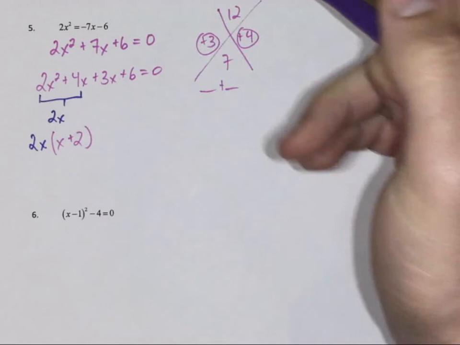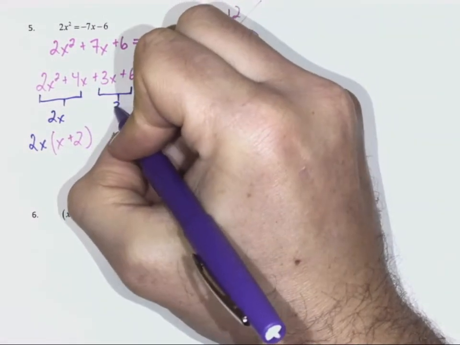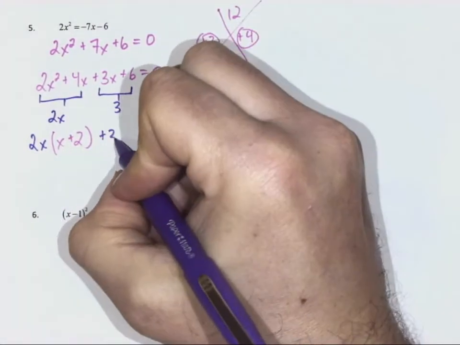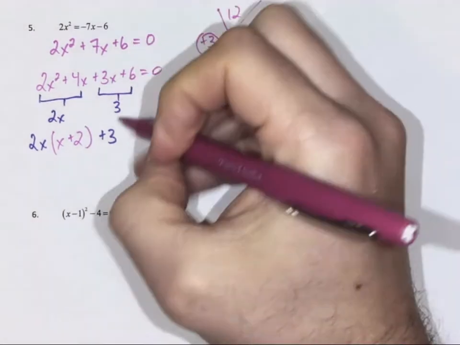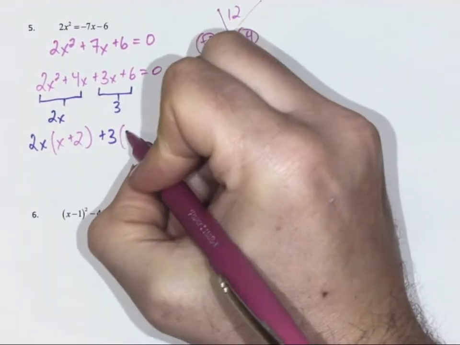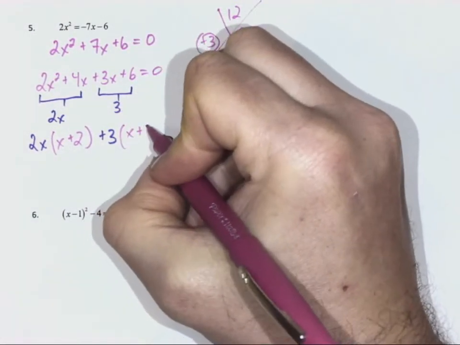I look for a common factor out of my next two. It's 3, and that's a positive 3. 3x divided by 3 is x. 6 divided by 3 is 2.